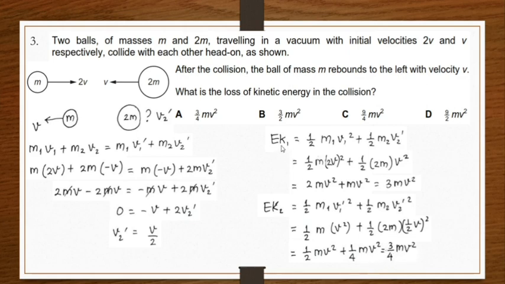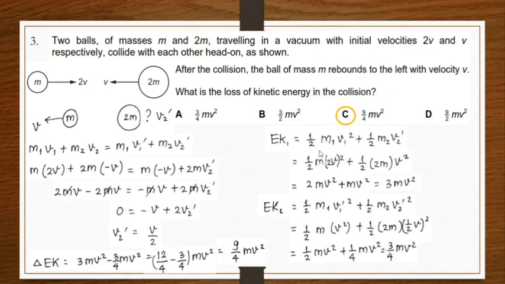So the loss in kinetic energy is 3 mv squared minus 3 over 4 mv squared. 3 is 12 over 4, so 12 over 4 minus 3 over 4 mv squared. So it is equal to 9 over 4 mv squared. So the answer is C.